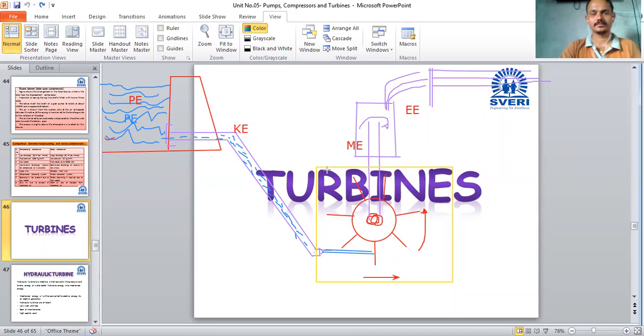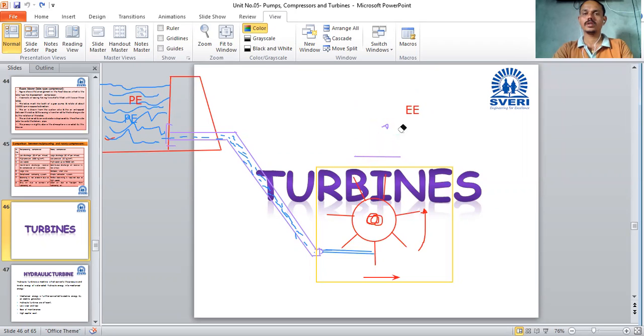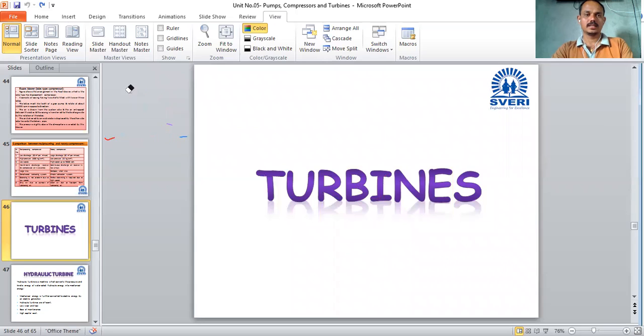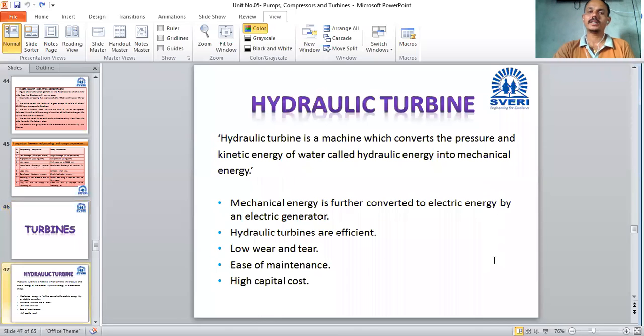Can anyone say? Generation. Convert energy. Convert energy, it means from hydraulic energy to mechanical energy. Mechanical energy. Correct. So we will proceed to the next. I think you all are aware now how a hydroelectric power plant works. Now hydraulic turbines. A hydraulic turbine is a machine.